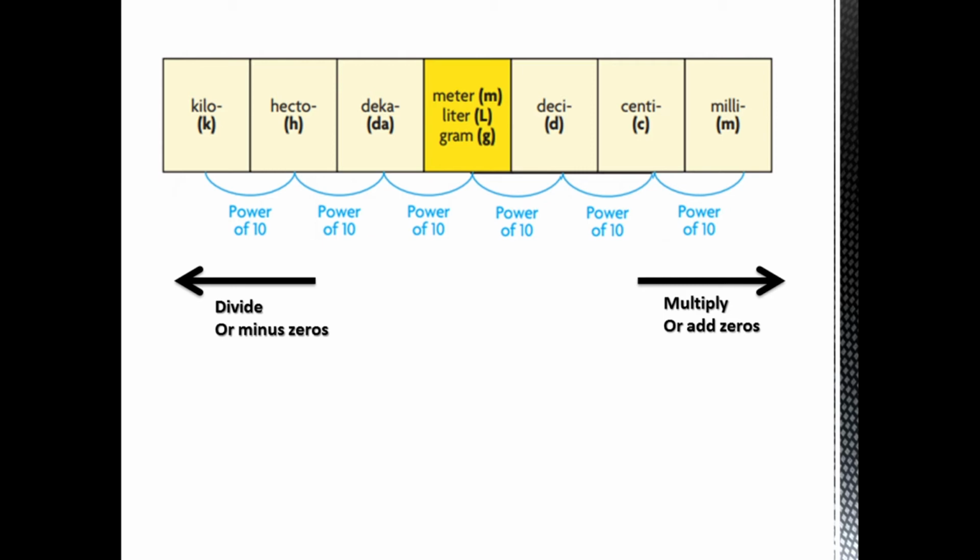So remember again, if you move to the right, the number will be bigger. This means you multiply by powers of 10, and you will add many zeros. If you move to the left, the number will be less, and you will divide by the powers of 10, and you will minus zeros.